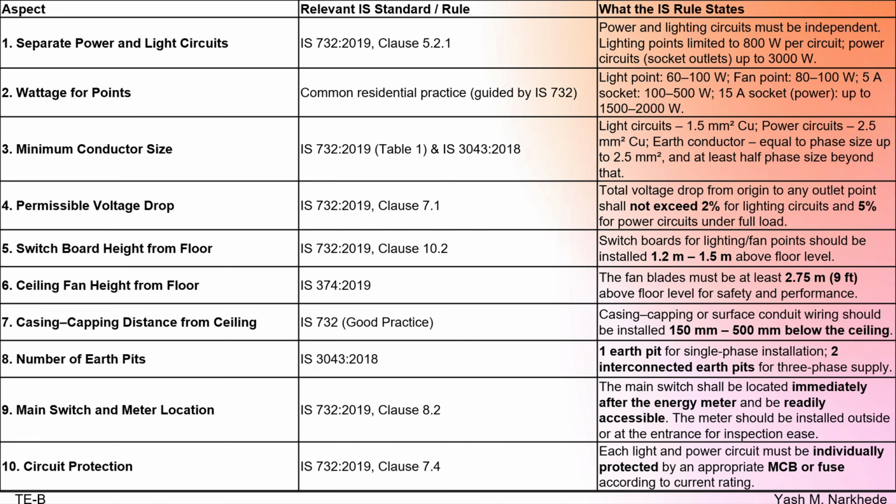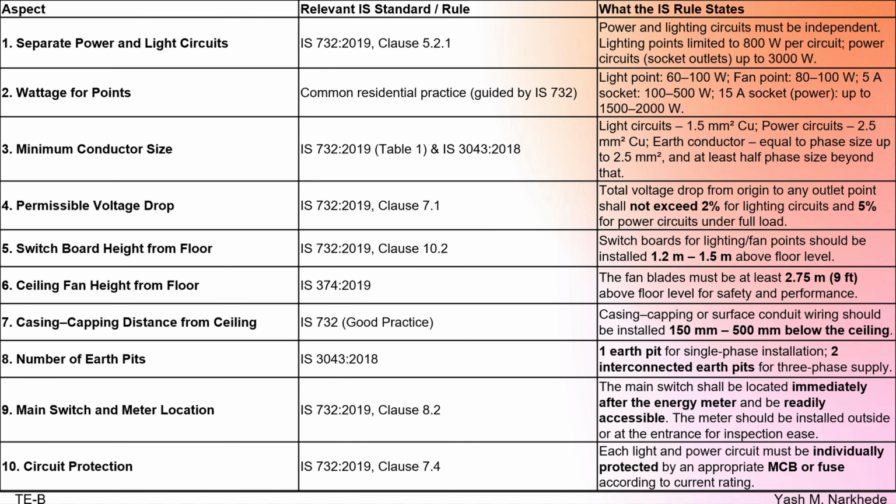Second is wattage for points. The standard wattage values help us design circuits properly. Normally, a light point is 60 to 100 watts, a fan point is around 80 to 100 watts, a 5 ampere socket is about 100 to 500 watts, and a 15 ampere socket can take up to 1500 to 2000 watts. These limits prevent overheating and protect appliances.